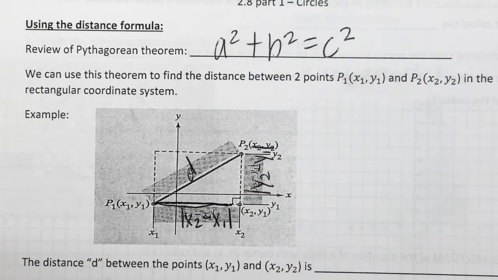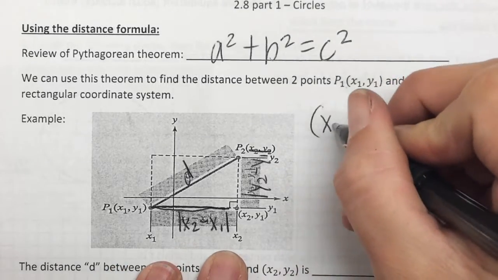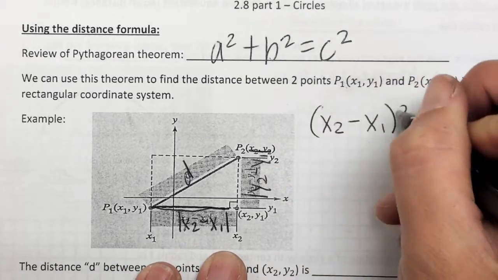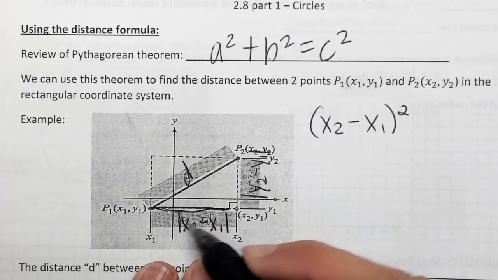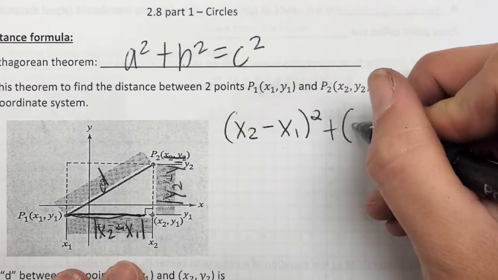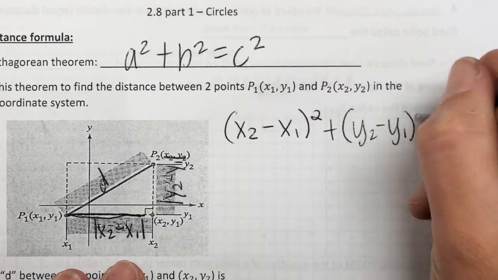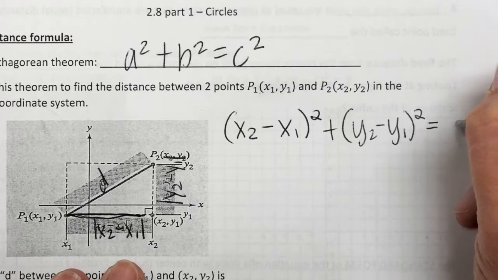So let's use the Pythagorean theorem to solve for D. I know we don't have numbers, but let's use letters, okay? So instead of a squared, we could write x2 minus x1 squared. That's this side. Plus what? What can I write for the other side? Good. Equals d squared. Good.